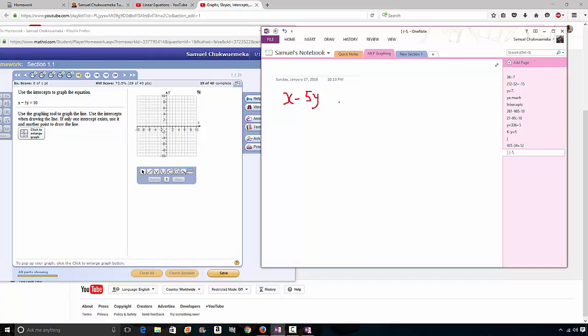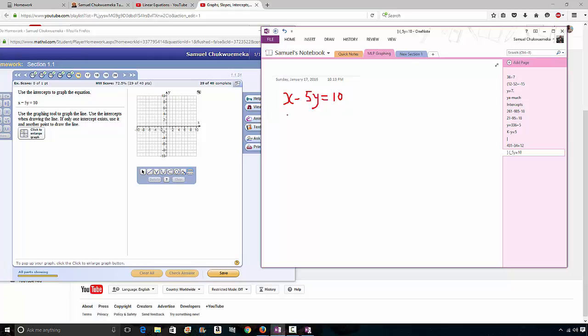Or I'm fixing to. You see, let me speak like I'm from the South. I'm fixing to use intercepts to graph this. Or I'm finna use intercepts to graph this. Or I'ma use intercepts to graph this.